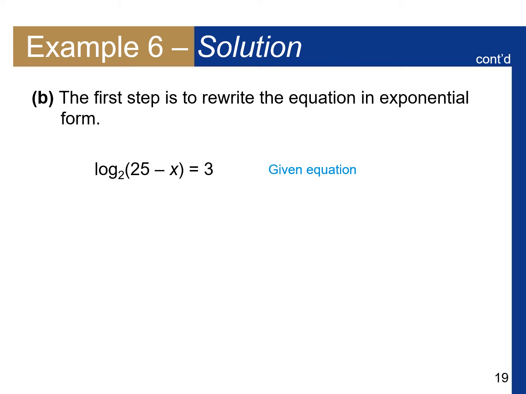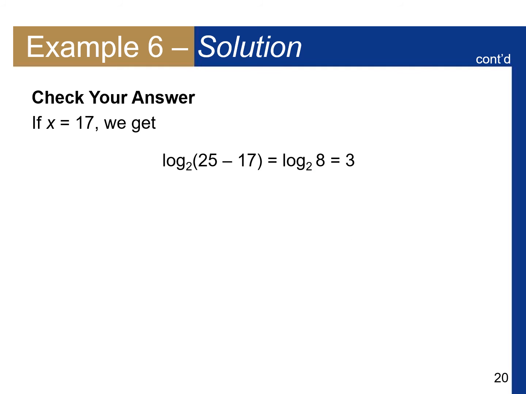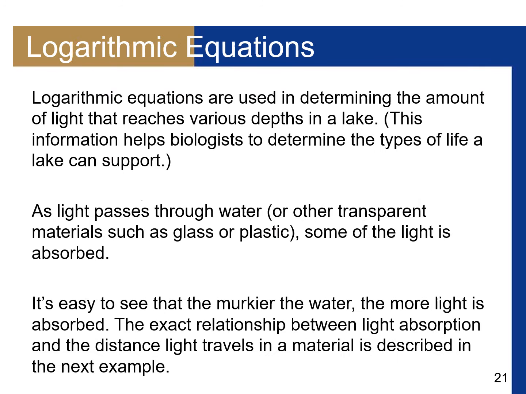Now look at the second one. We're going to rewrite the equation in exponential form. So we have 25 minus x equals 2 to the third. 2 to the third is 8. Subtract 25 from both sides. And then after you do that, we're going to divide by negative 1, and we have 17. So we're going to check our answer.